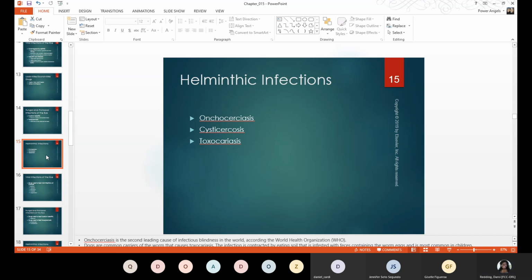Now, when it comes to onchocerciasis, I hope I'm pronouncing that right. With that one, it's the second leading cause of infectious blindness in the world, according to the WHO, which stands for the World Health Organization. Now, dogs are common carriers of the worm that causes toxocariasis, and the infection is contracted by eating soil that is infested with feces that contains the worm eggs, which is most common in children. So it's really important.